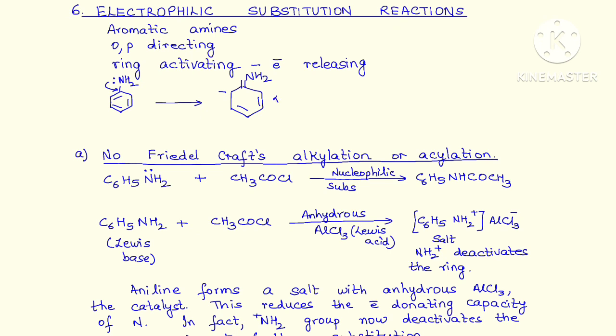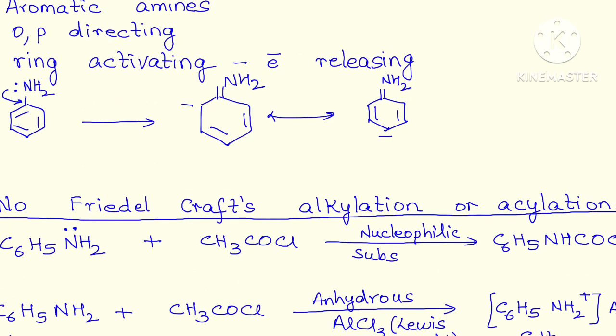So you will have additional canonical structures. Have you completed these? Tell me, there's something missing in my canonical structure. Can you point it out? Yes, the positive charge on the nitrogen. Please don't forget that, because our aniline is still neutral.